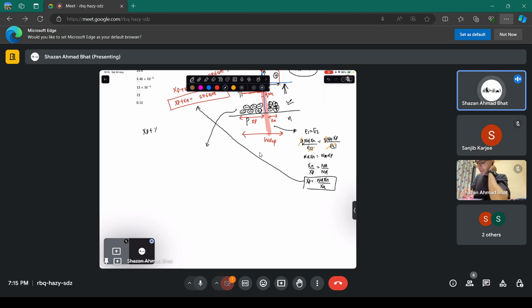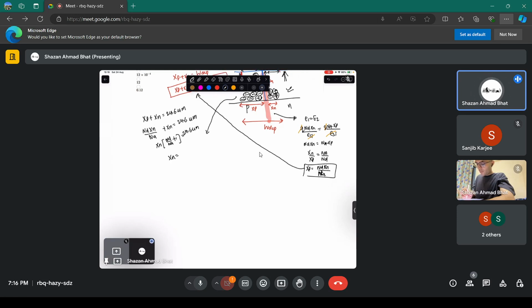So you get XP plus XN is 24.6 micrometers. When you replace XP by ND XN divided by NA, plus XN equals 24.6 micrometers. Now you get XN times (ND by NA plus 1) equals 24.6 micrometers. You get XN to be equivalent to 24.6 micrometers divided by (ND plus NA) divided by NA.